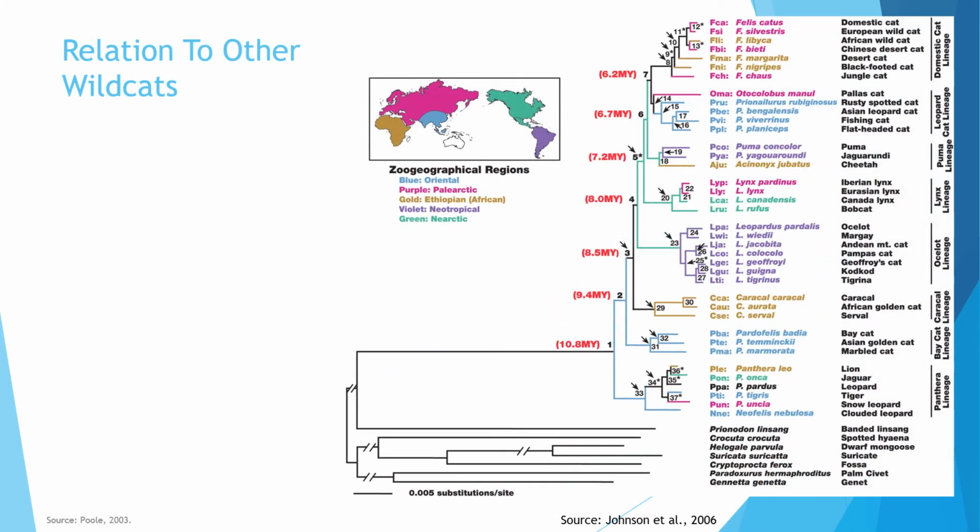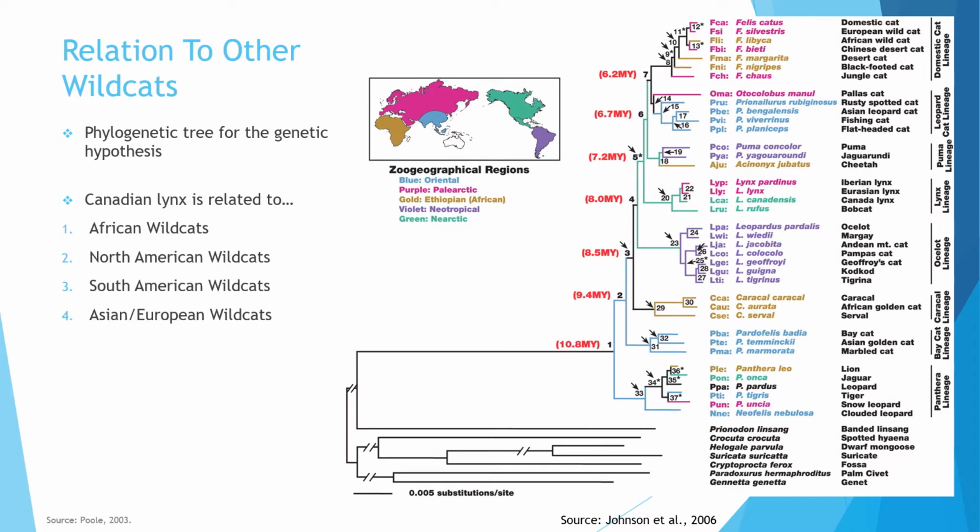Relation to other wildcats. On the right is the phylogenetic tree for the genetic hypothesis. From this tree, we can see that the Canadian lynx is related to African wildcats such as lions and caracals, Northern American wildcats such as pumas and ocelots, South American wildcats such as jaguars and leopards, and finally, they are related to European/Asian wildcats such as snow leopards and Chinese desert cats. Next, we will talk about the speciation process.